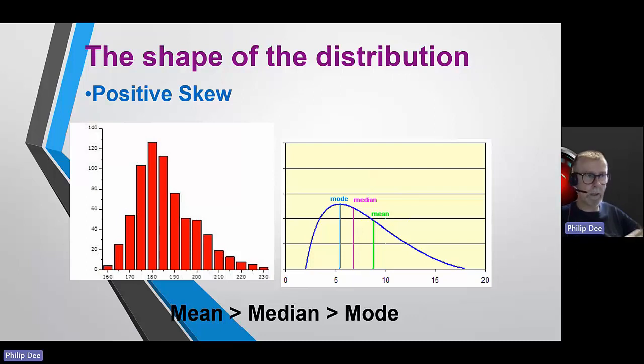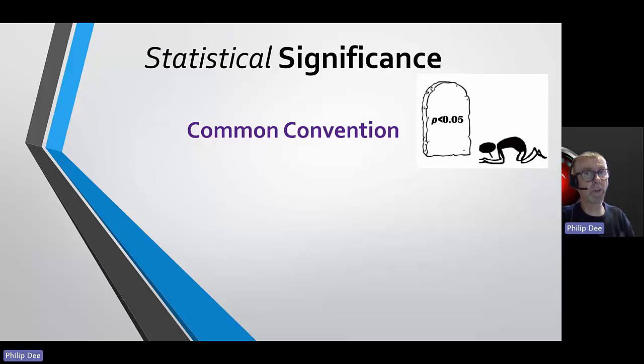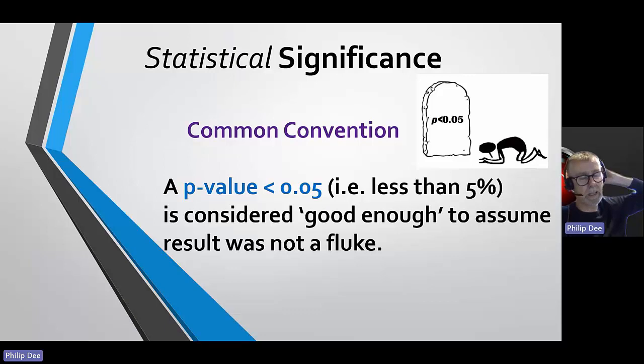So I hope you realize that this was an important consideration to understanding the nature of your variable in terms of what kind of distribution it comes from. A large percentage of the time it comes from a normal distribution, but not always. So in summary, the statistical convention as regards p-values is if your p is less than or equal to 0.05, i.e. less than or equal to 5%, then it is considered good enough to assume the result was not a fluke. Now, this p-value has not been calculated by you. It's been calculated by whichever test you did.